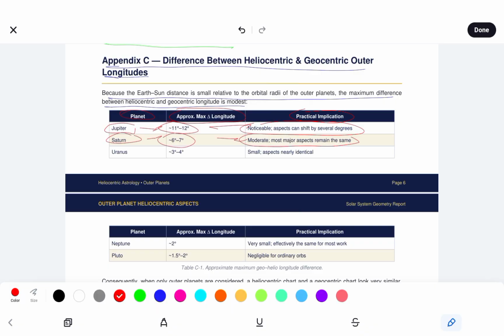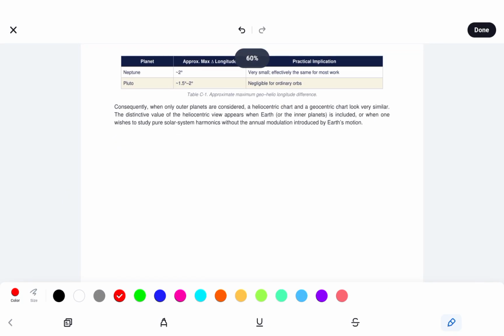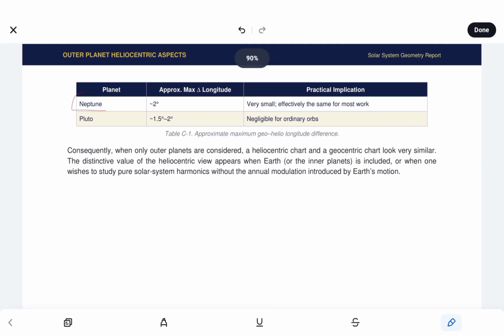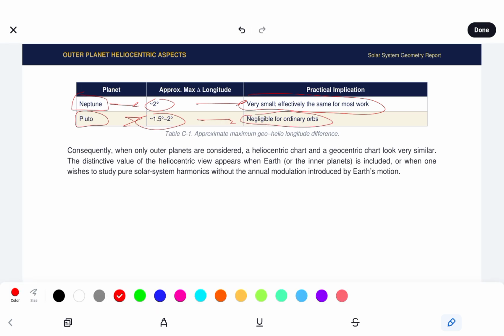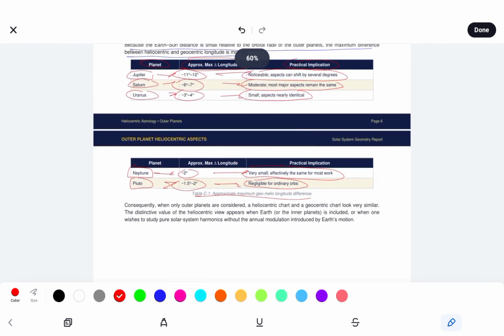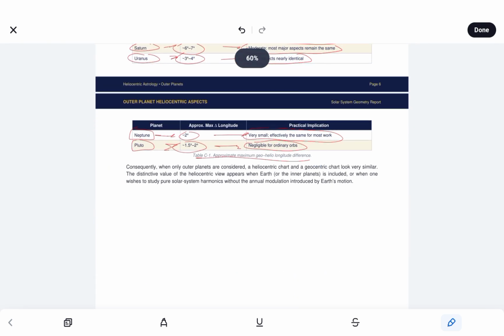Saturn, 6 degrees to 7 degrees. Moderate, most major aspects remain the same. And Uranus, 3 degrees to 4 degrees. Small, aspects nearly identical. We have Neptune and Pluto. So Neptune's 2 degrees. Very small, effectively the same for most work. Pluto is 1.5 degrees to 2 degrees, negligible for ordinary orbs, so approximates maximum geo-helio longitude difference.